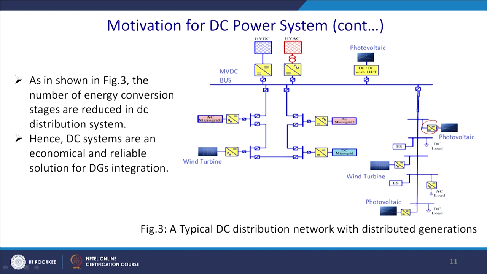So, you get rid of many AC to DC converters, and you can see that the number of components in a DC microgrid is essentially less. So, the number of energy conversion stages is reduced in a DC distribution system. Hence, DC systems are an economical solution since you have a lower component count, and a reliable solution for DG integration in the case of a microgrid.